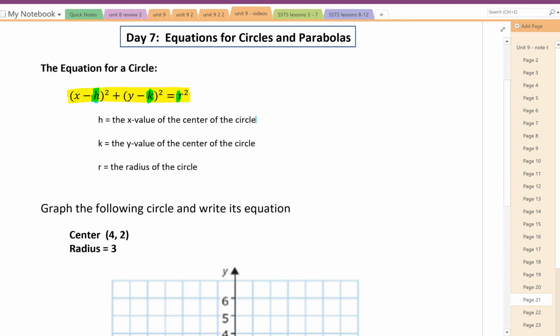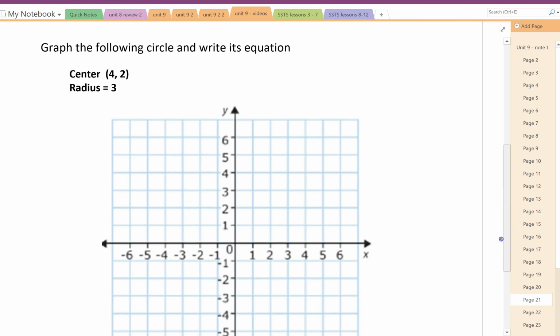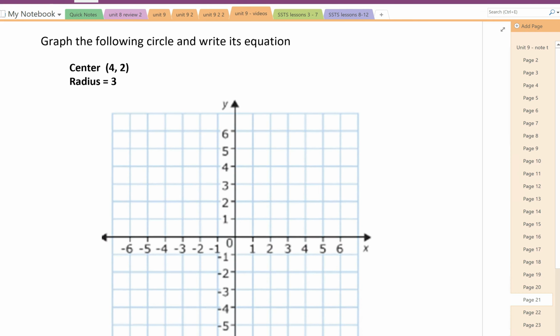So h is the x value of the center of the circle, k is going to be the y value of the center of the circle, and r is going to be the radius of the circle. Okay, so let's do an example. I think that's the best way here. If I want to write the equation for this circle right here, here's what I do. The center is at (4, 2). So that would be this point right here, right? X is 4, y is 2.